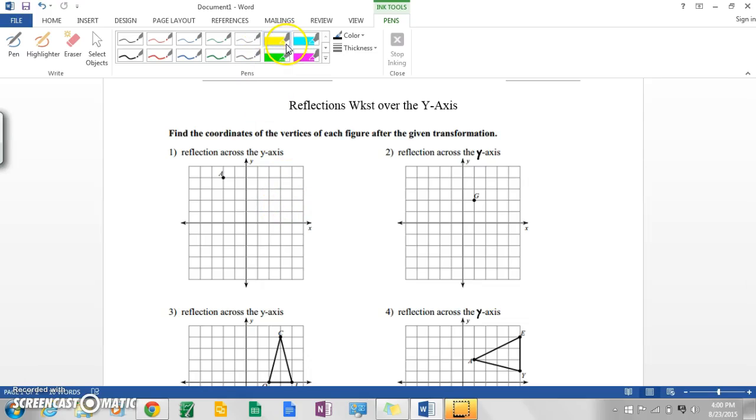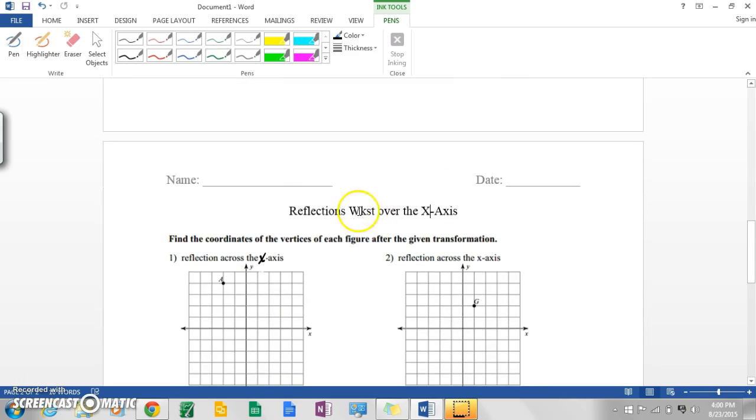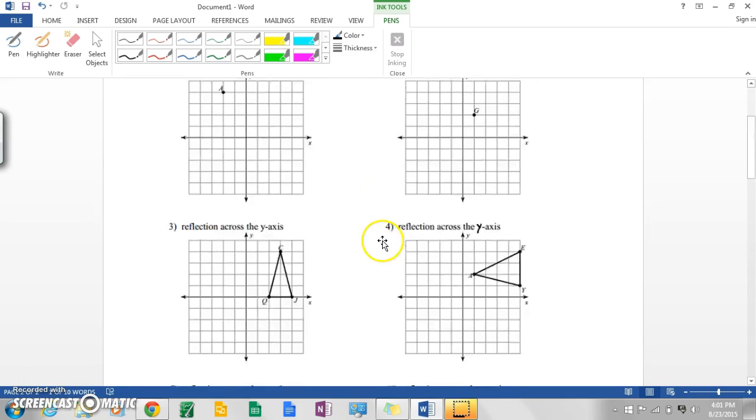Okay, in this video we're going to talk about reflecting over both the y and the x-axis. We're going to do the y-axis first here in this first slide, and then if you see here, when we scroll down later, we talk about reflections over the x-axis in particular.